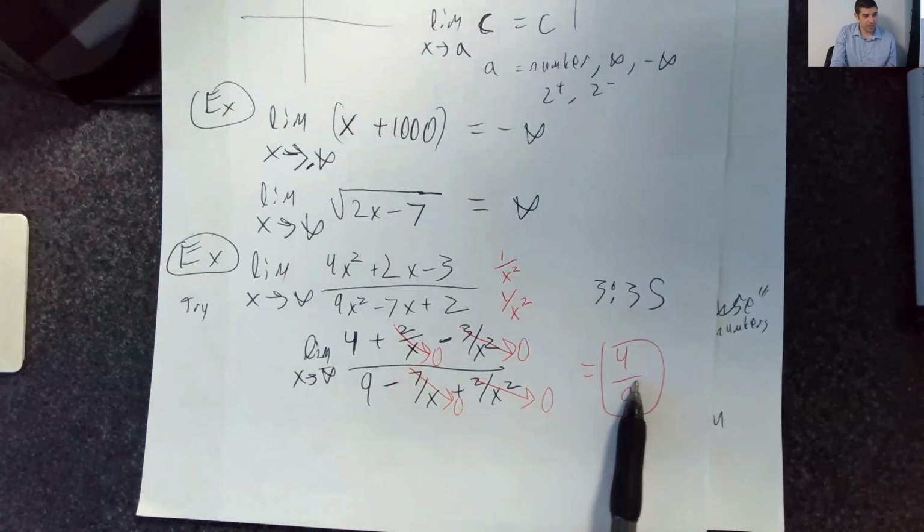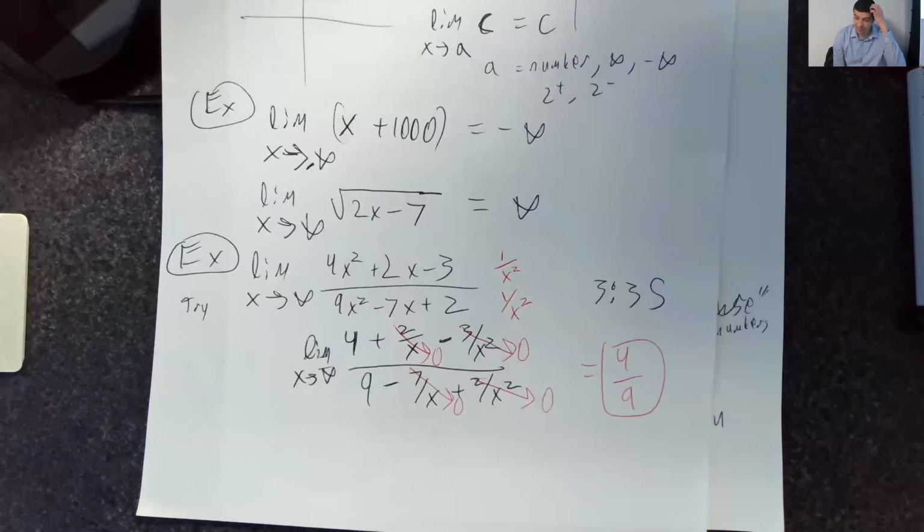Yep, 4/9ths. Is there a horizontal asymptote? What is it? 4 over 9. Y equals 4 over 9. Okay. Keep practicing with that.